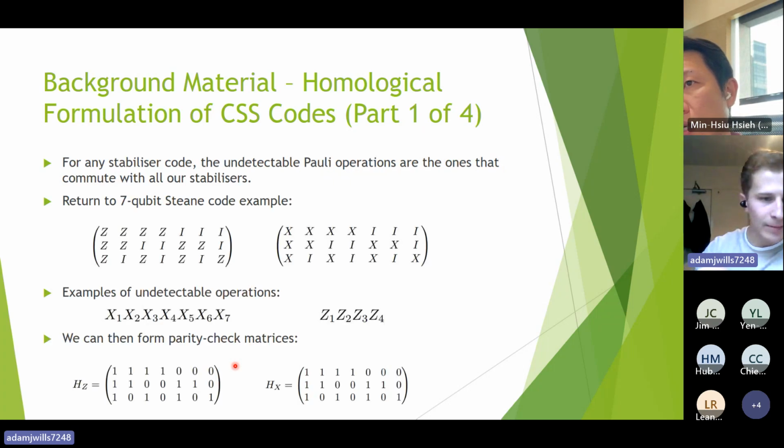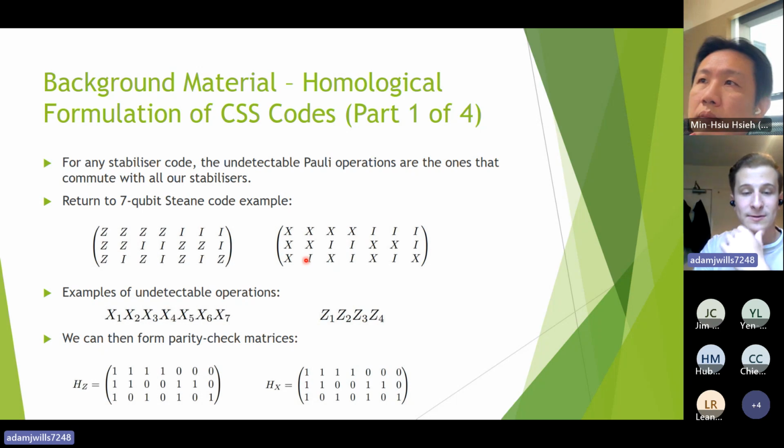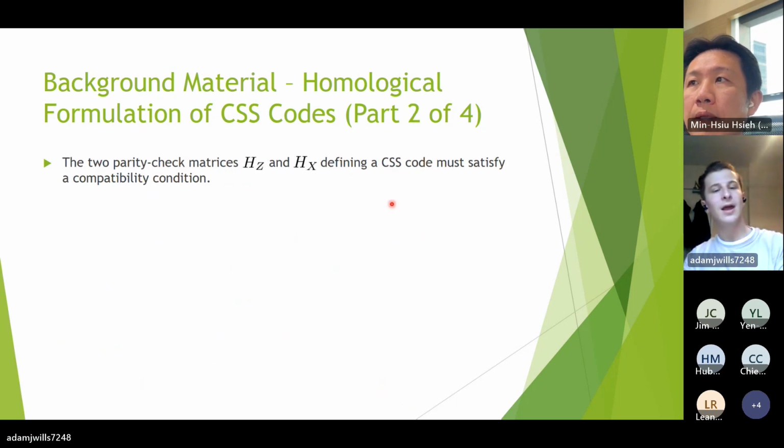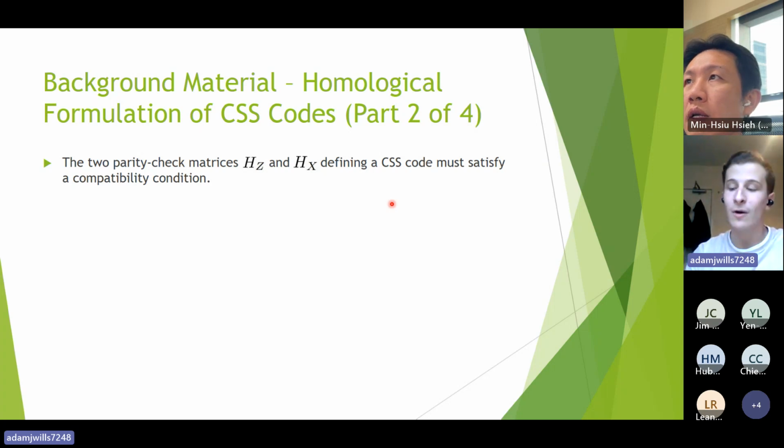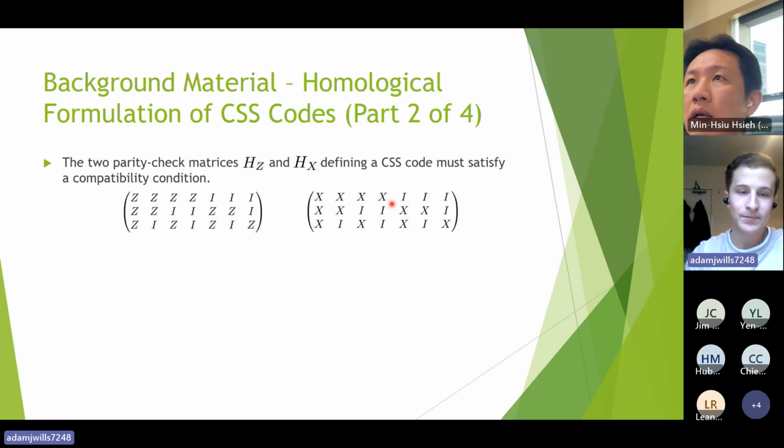And so quickly going back here, you'll note that all of the Z stabilizers are going to trivially commute amongst themselves. All of the X stabilizers are going to trivially commute amongst themselves. But what we must have is each Z stabilizer commuting with each X stabilizer. So there's actually 9 things to check. This one must commute with all 3. This one must commute with all 3. This one must commute with all 3. So there's 9 things to check. So this compatibility condition corresponds exactly to the commutativity of all of the stabilizers.